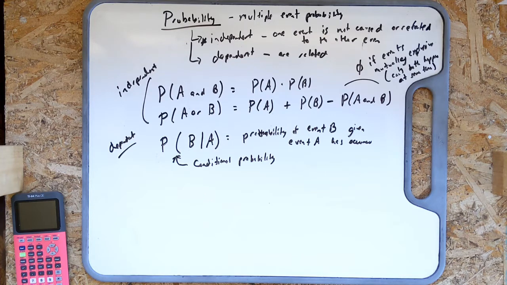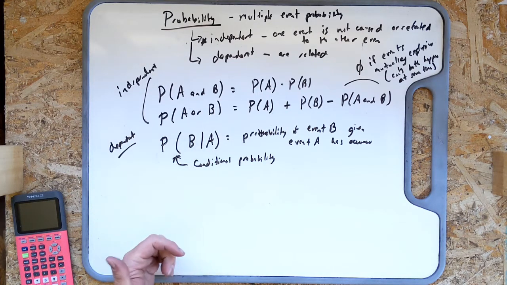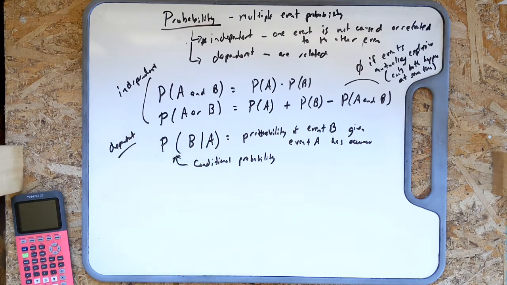So an example of that would be, what is the probability of it snowing today given that it snowed yesterday? The fact that it snowed yesterday will affect whether it snows today, might be a higher probability, and therefore they're not independent of each other. If it snows today, it's more likely to snow tomorrow than if it didn't snow today. So one event is dependent on the other.